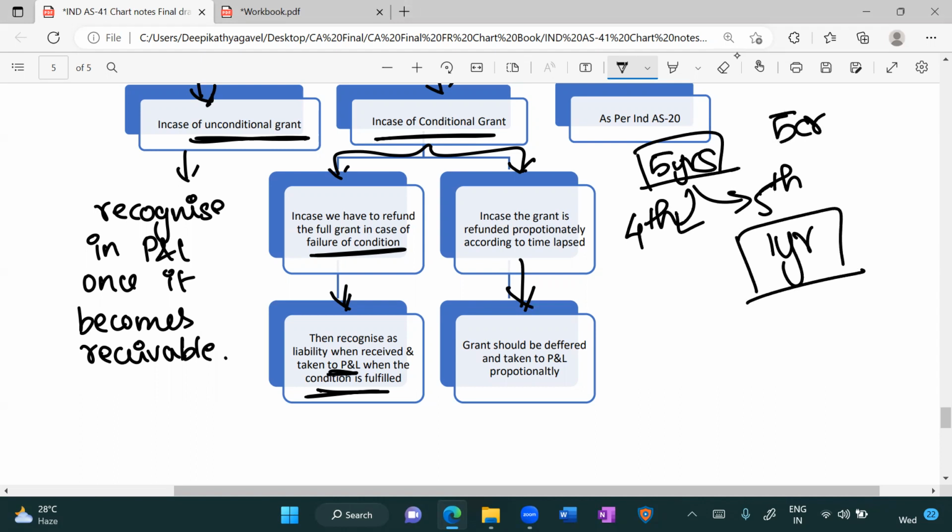Let's say the government gave you 5 crore. So proportionately, if you divide, it is 4 crore for 4 years and for the 5th year it is 1 crore. So you have to only refund how much? 1 crore. So the refund will happen on a proportionate basis.